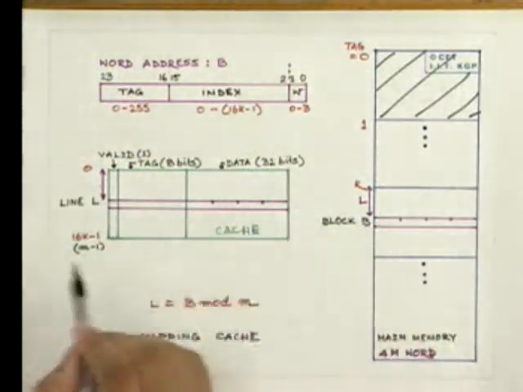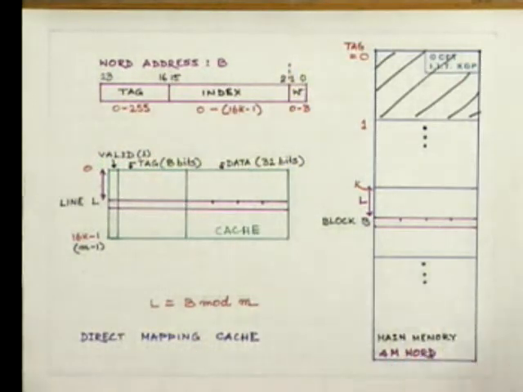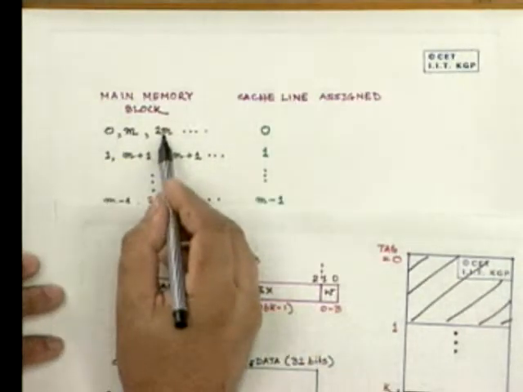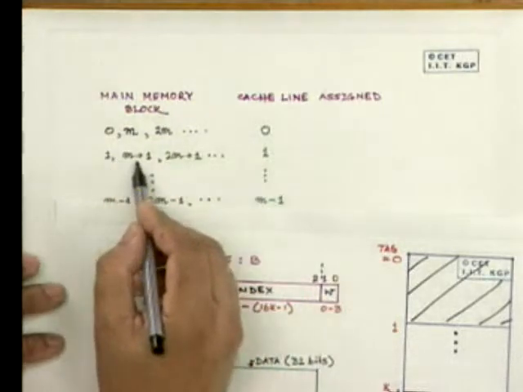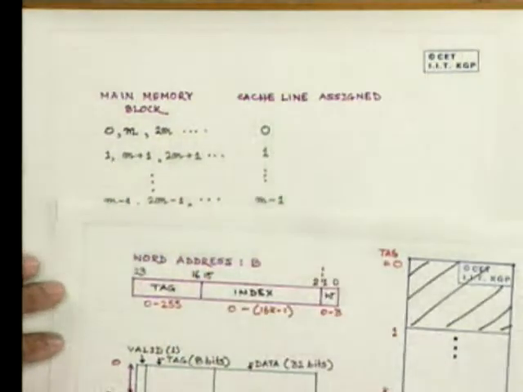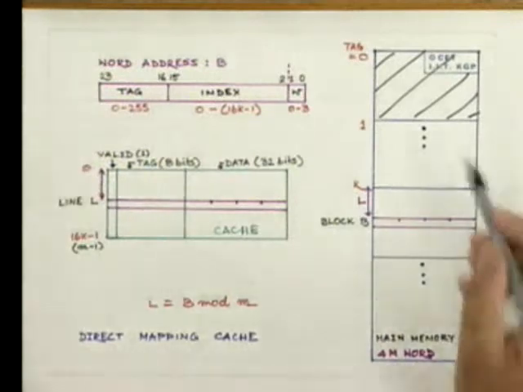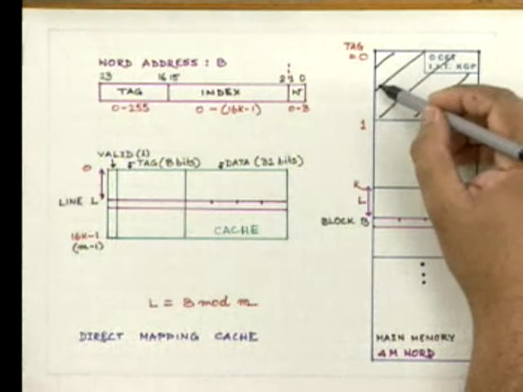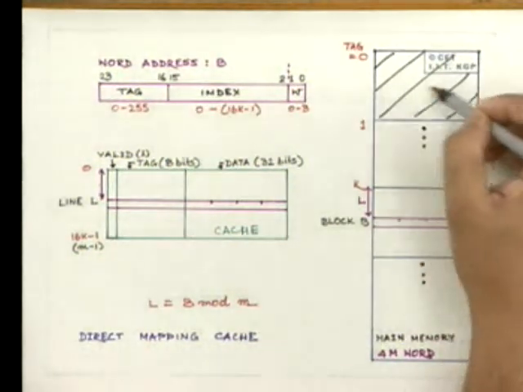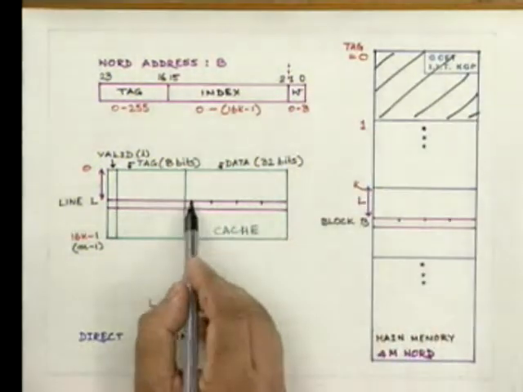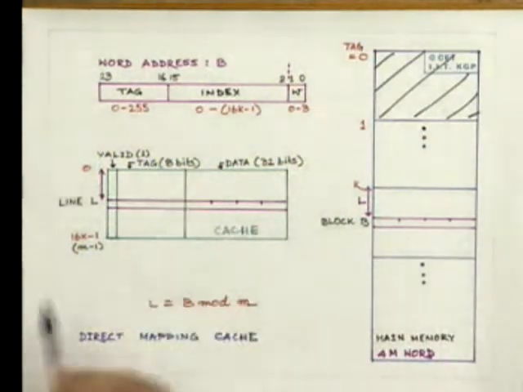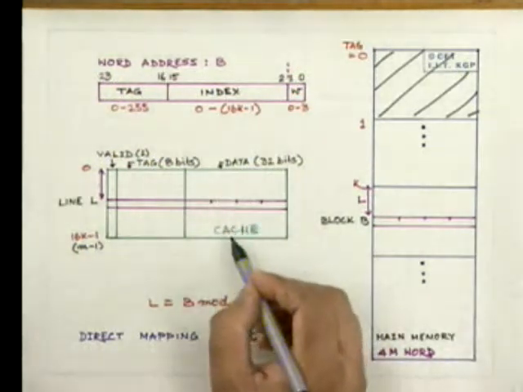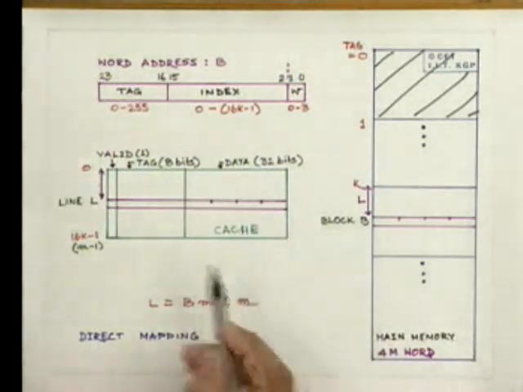This is the mapping that is done, and that is exactly what we have been telling, that 0M, twice M will map to 0, 1M plus 1, twice M plus 1 will map to 1, right? Since therefore a block which is in the same relative position of any segment of the memory will map into the same relative position within the cache. Now with this mapping, therefore, let us see what we'll have to do.